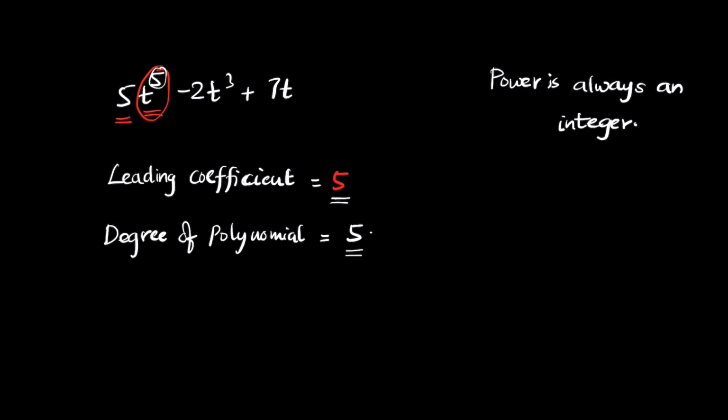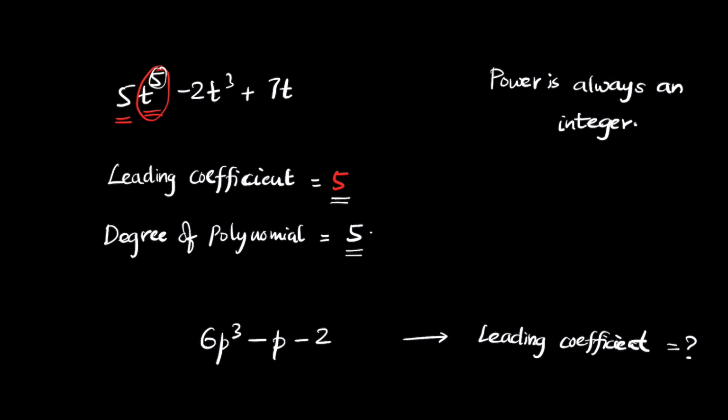Now, for this problem, try finding first the leading coefficient. What is the leading coefficient and what is the degree? Find both. So pause the video here and try to find the leading coefficient and degree of the polynomial. So let's continue.